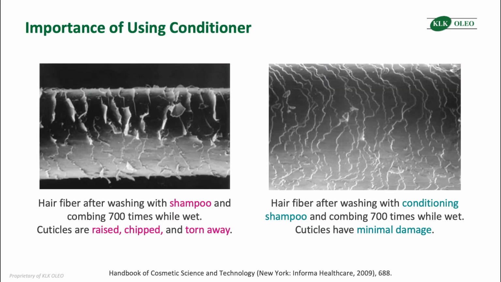The importance of using a conditioner can be seen in this example taken from a textbook. On the left, the hair fibers were washed with shampoo only and then combed 700 times while wet. Without the protective layer of the conditioning agents, the cuticles became raised, chipped, and torn away. On the right, the hair fibers were washed with a conditioning shampoo and then combed 700 times while wet. The layer of conditioning agent protects the cuticles and minimal damage was observed.